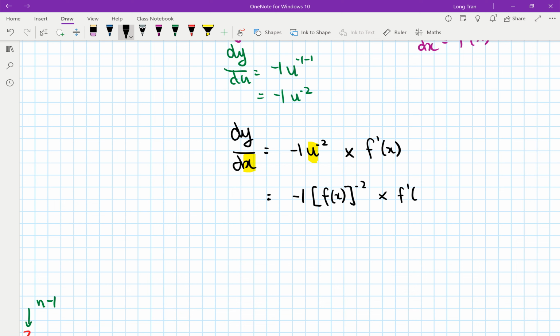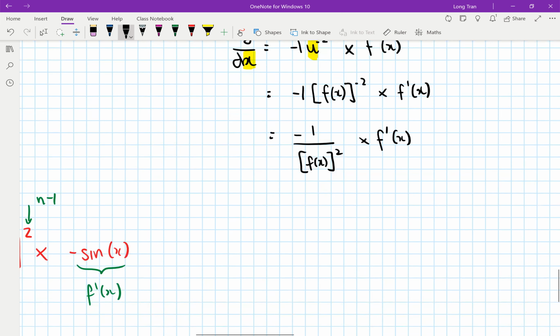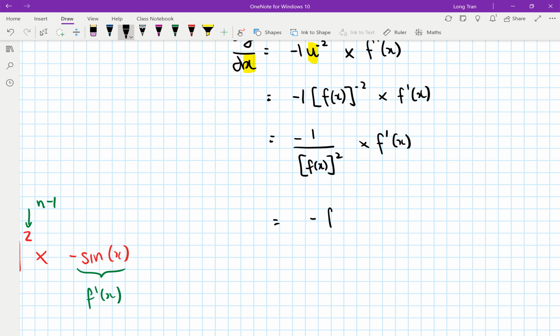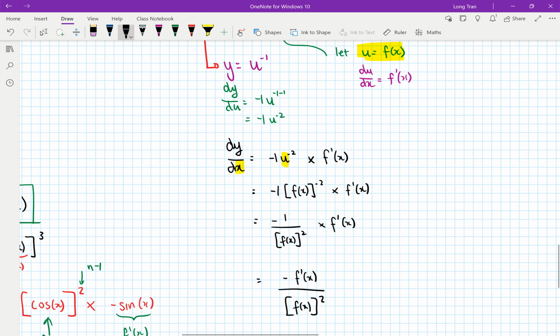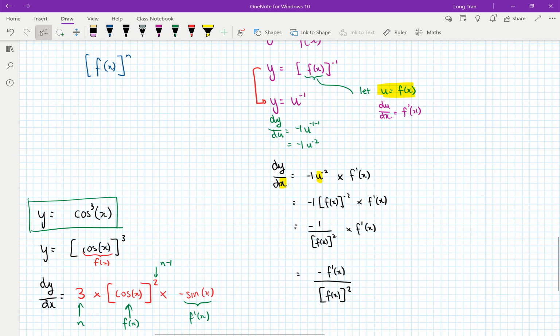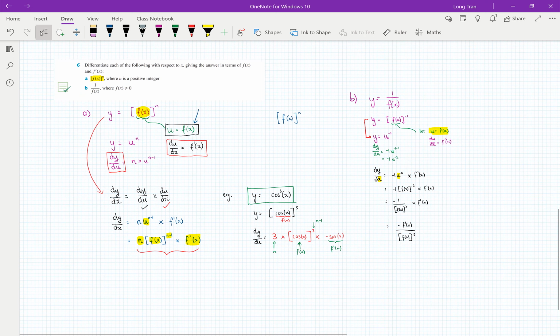Now, rule of thumb is in year 12, you should never leave your answers with negative powers. So I would rewrite that as -1 all over f of x squared multiplied to f dash of x, which another way of writing it is negative of the derivative divided by the function squared is my derivative. Okay, so that's how you would solve that problem for both of them. It's really just getting you to use chain rule.